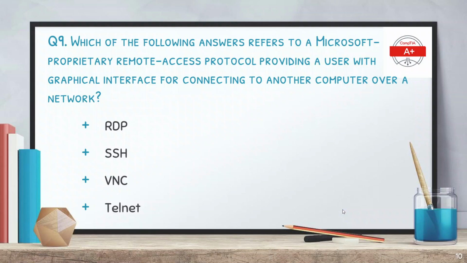The next question is that which of the following answers refers to a Microsoft proprietary remote access protocol providing a user with graphical interface for connecting to another computer or a network? And the options are RDP, SSH, VNC and Telnet. So most of you will already know the answer if any among you know the abbreviation of RDP. So the RDP stands for Remote Desktop Protocol, and this is the correct answer. It is Microsoft proprietary protocol and is used for remote desktop connections.